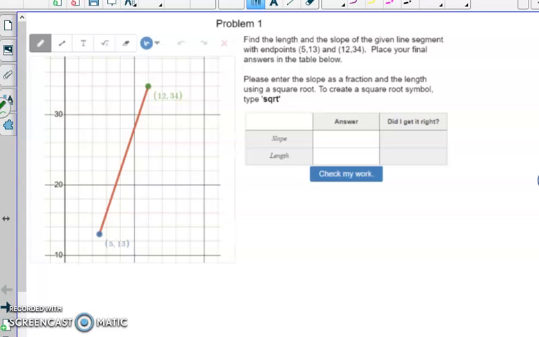All right, so this activity is 3 screens long. I'm hoping that the first problem of each screen you're able to do, so I can find the slope of each line segment. In doing so, I'd like you to draw what's called a slope triangle, and a slope triangle is a right triangle.